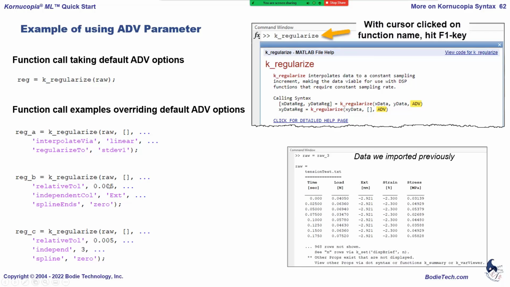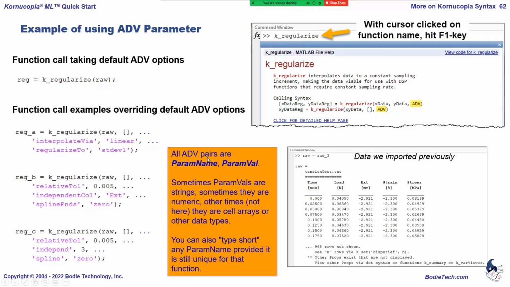We're changing that. Here I'm referencing that I don't want the first column, which happens to be time, to be the independent thing for regularization. I'm referencing I want it to be the external or extension column. And then here I'm changing an assumption on the spline function that's being used internally. All these things are described on the help page. The point is you can do various flavors that you want to control the function as you need.